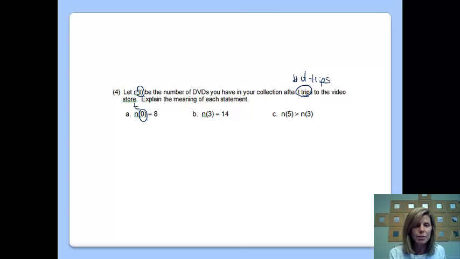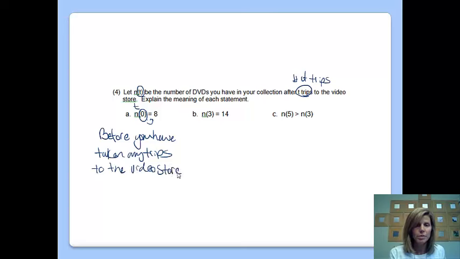The 8 stands for the N value, so it tells you that the N value is the number of DVDs in your collection. So this pretty much means that before you've taken any trips to the video store, you have 8 DVDs in your collection. So I'm just going to write that down. Before you have taken any trips to the video store, you have 8 DVDs.